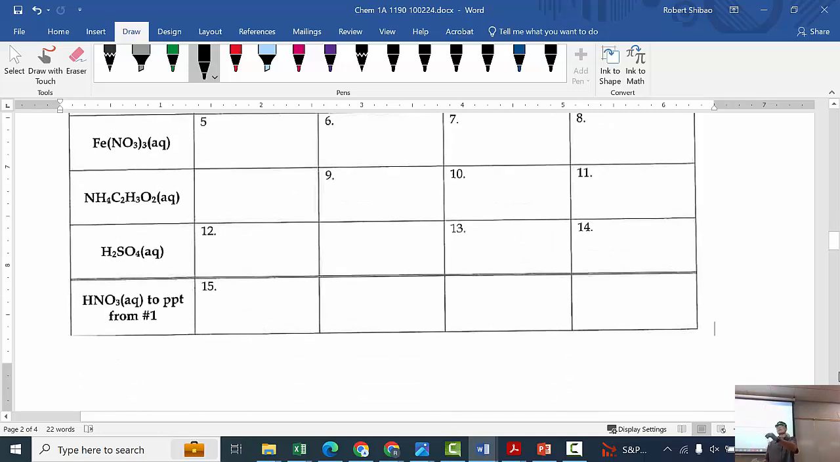All right, now I'm going to take this white PPT, so make this box 17. I'm going to take the white PPT from number 3 and add nitric acid. What do you expect to happen? Well, let's see what happens. Do you see what happened? The white PPT from number 3 dissolved. There's no gas formation. The test tube is warm. So there's some heat that's generated.